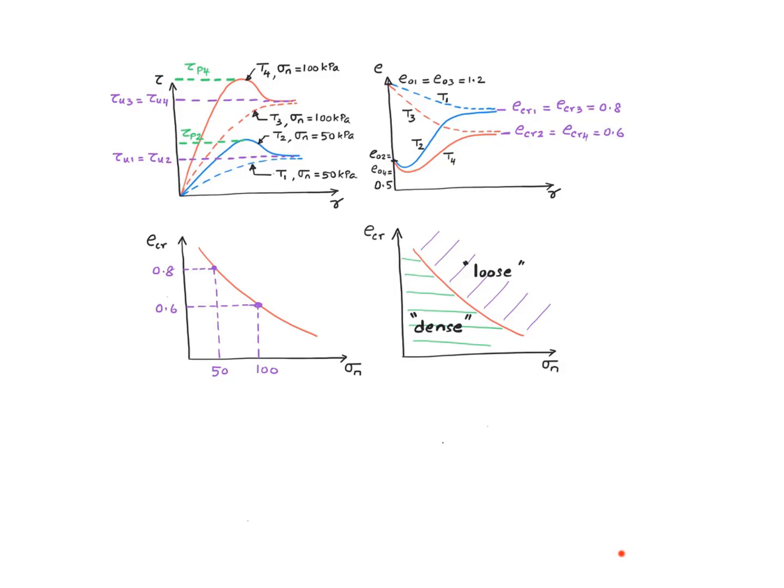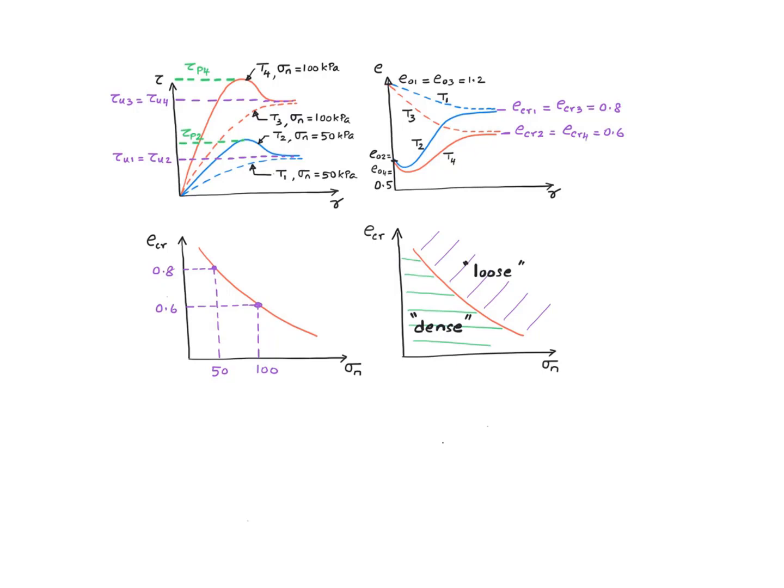So this is what happens. If the initial point plots in this region, that is the region below the critical void ratio curve, then the specimen is going to behave like a dense specimen. And similarly, if the initial state, meaning the combination of the void ratio and the normal stress, plots in this region above the critical state line, then that particular specimen is going to behave like a loose specimen.